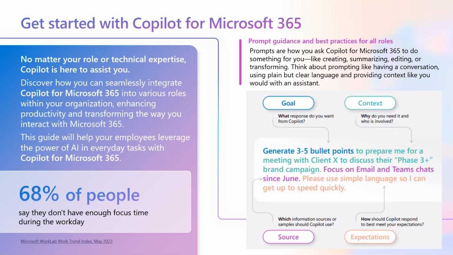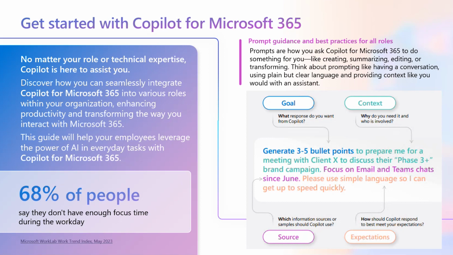So we see those four categories. We have goal. So what response do you want from Copilot? We have to realize that Copilot will do what we ask it to do. But that information has to be made available to you in a certain format, a certain way. So in this case, we're asking Copilot to generate 3 to 5 bullet points, and then we have context. Why do we need it and who is involved? In other words, what are we going to do with it and who are we going to present it to? In this case, we're going to present phase three to client X.